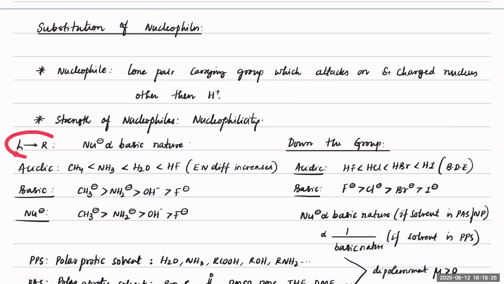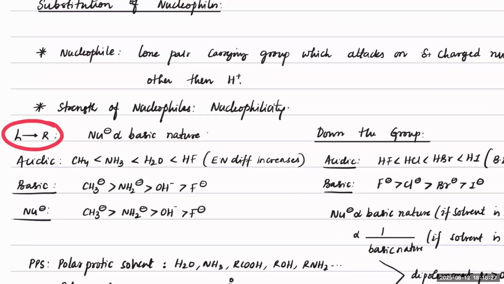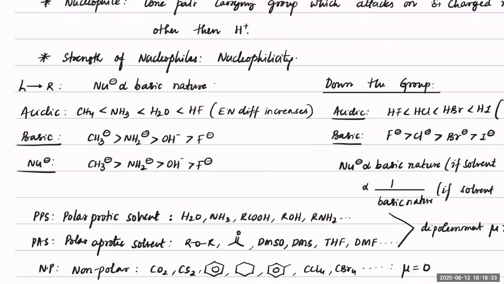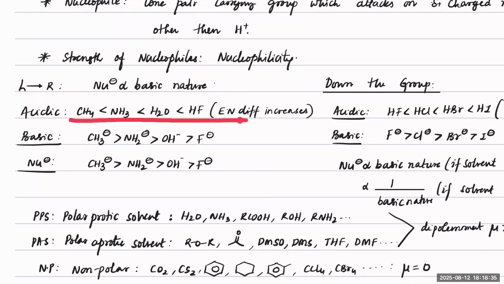If you're going from left to right in the periodic table, nucleophiles always follow the basic order as well. For instance, for hydrides left to right, due to electronegativity differences, HF will become a stronger acid compared to water, compared to ammonia or methane. Correct? So left to right, acidic strength is increasing.